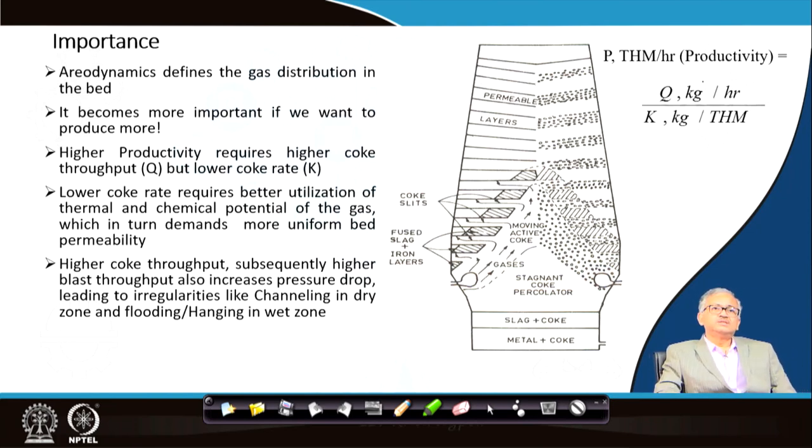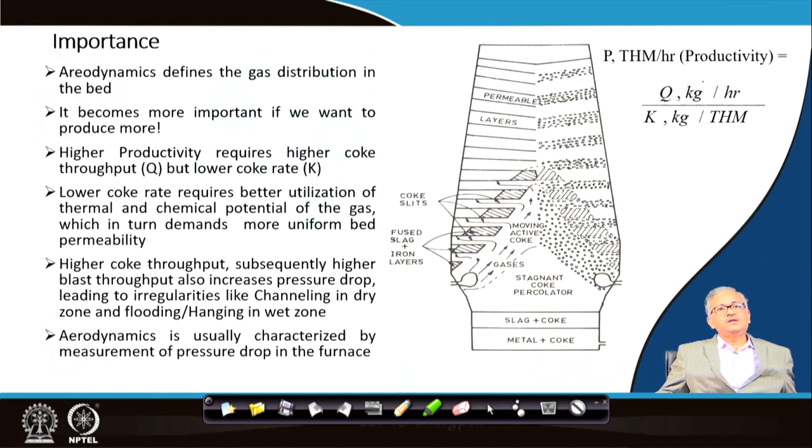Okay, so these are the situations: if you want to increase the productivity, then channeling and hanging are phenomena that can happen unless you take care of the aerodynamics in the blast furnace. That's why aerodynamics is quite important in the blast furnace. And aerodynamics is usually characterized by the measurement of pressure drop. In any modern blast furnace, you have a number of probes which are measuring the pressure drop both in the radial cross section as well as along the axial distance.